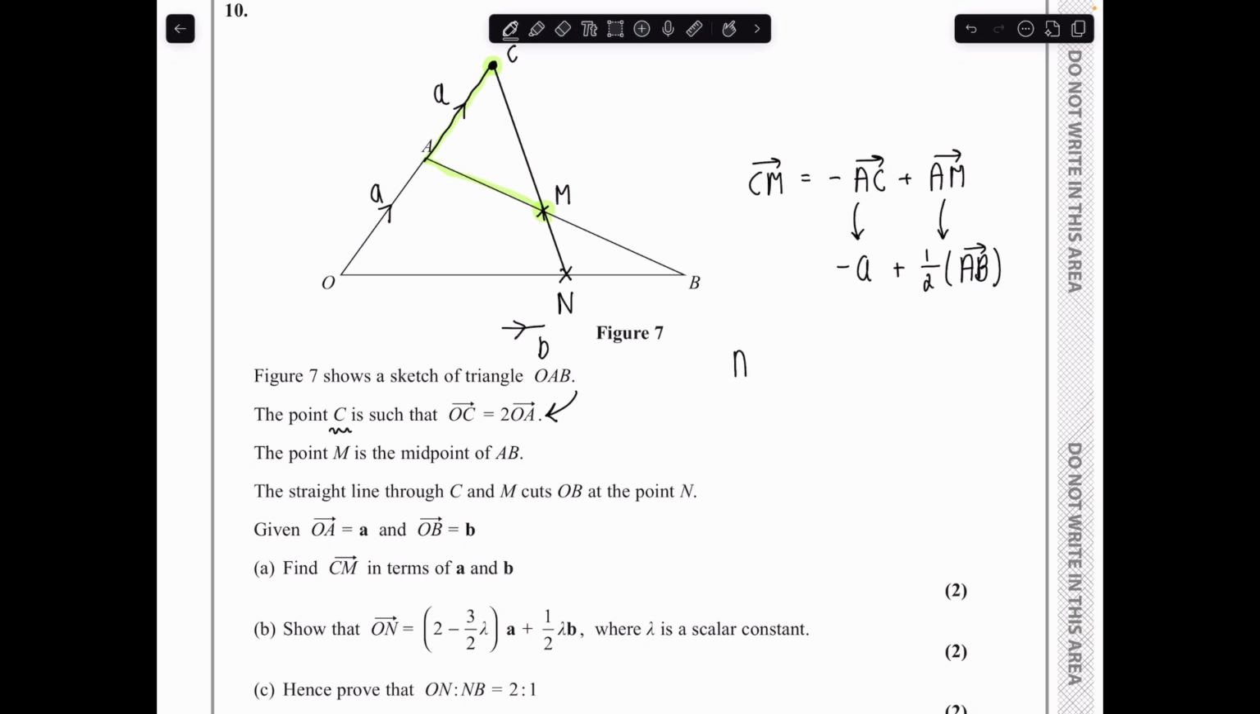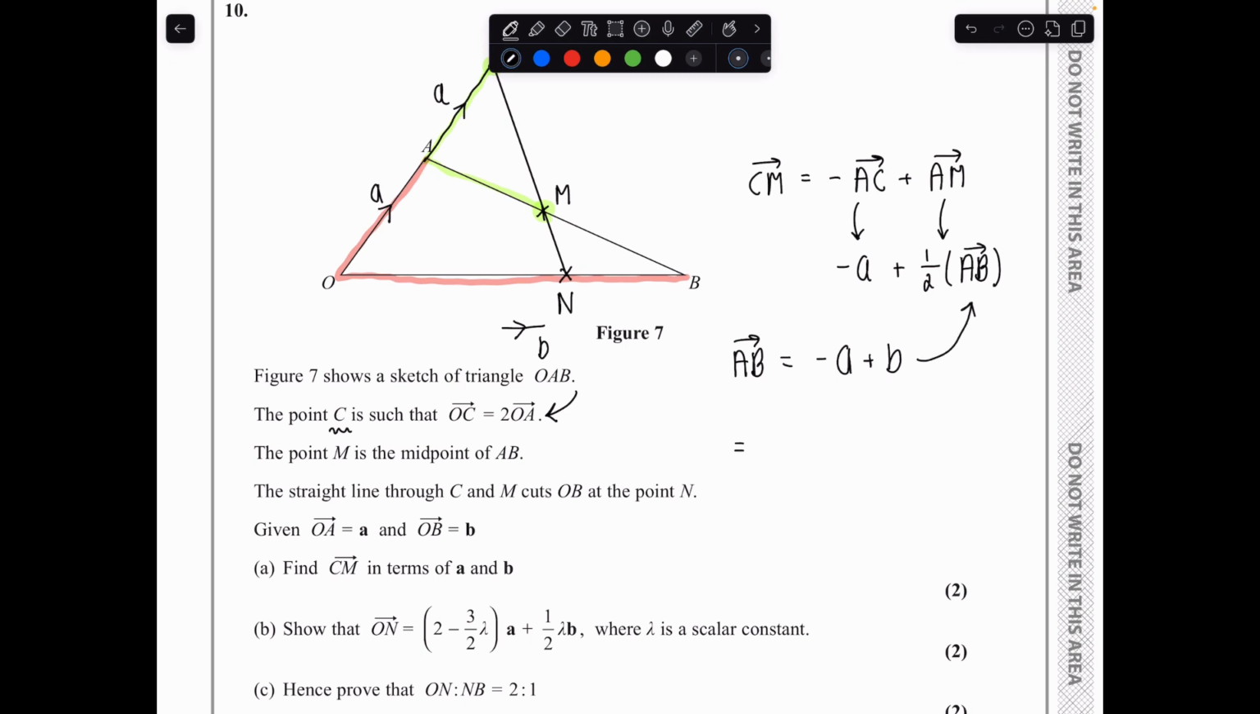So now, what is A to B? If we have a look back at our triangle here, A to B is just the path from here all the way to here. So what does this mean? So A to B, we have to go minus A, then we have to add B, don't we? So if we substitute this in, what do we get? We get minus A plus half. Then in brackets, we've got minus A plus B.